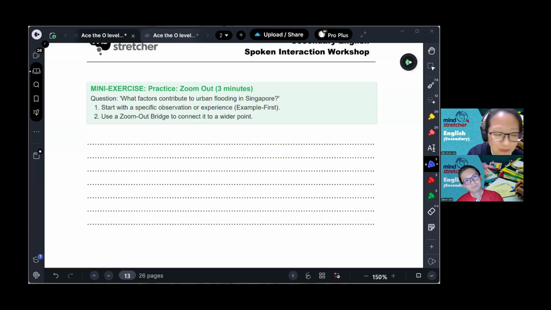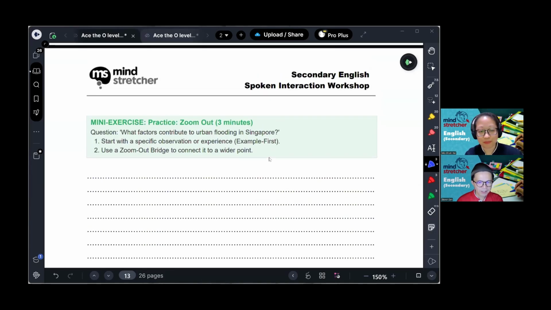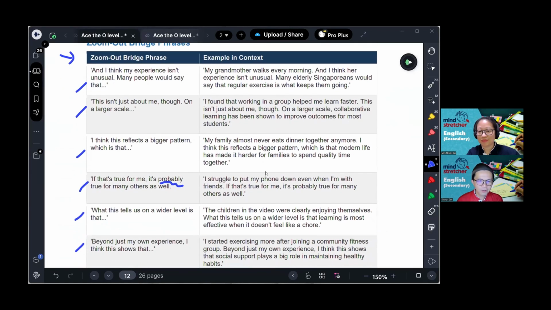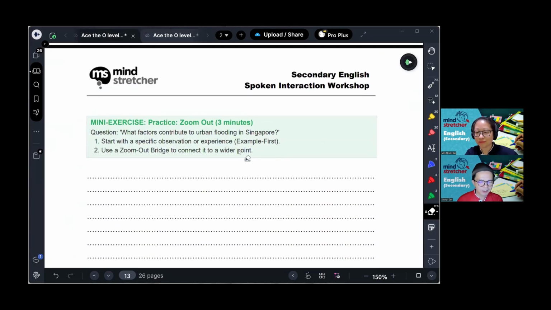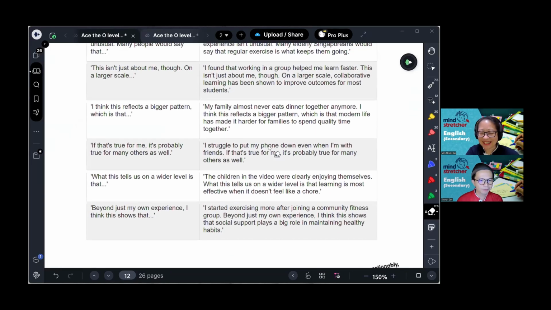This one our Sec 4s would be able to do because recently we had an editing piece on flash floods as well. That is where actually you can use things that you have read or watched on YouTube to support your views. Okay, so Afsin, using one of these or a few of these, can you answer the question which I'll ask you now? What factors contribute to urban flooding in Singapore?